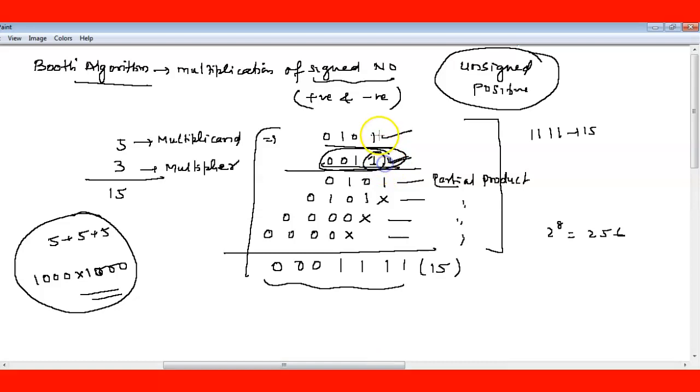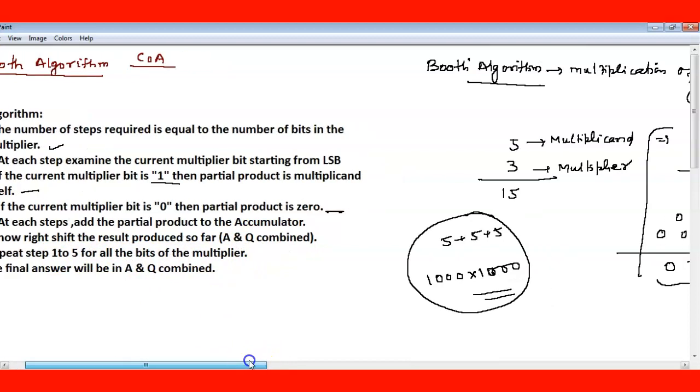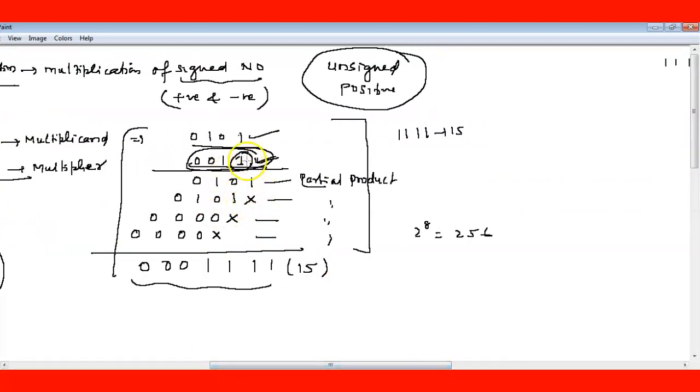If the current multiplier bit is 1, write the partial product as the multiplicand itself. If the current multiplier bit is 0, then the partial product is 0. At each step, add the partial product into the accumulator and you will get the final answer. Repeat steps 1 to 5 for every multiplier bit. So this method works correctly for unsigned numbers.